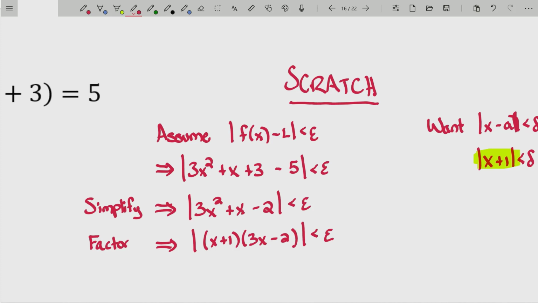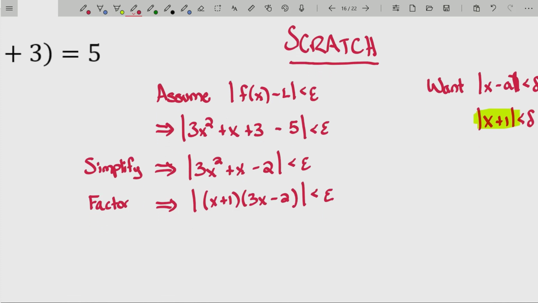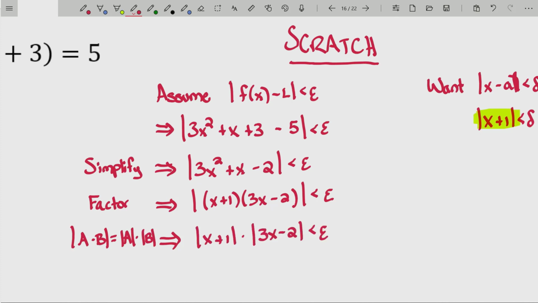Great. Awesome. This is great. I get the absolute value of x plus 1, right? You could multiply this out and check my work. It is true. And by the way, you should also know that the absolute value of a times b is the same thing as the absolute value of a times the absolute value of b. So I'm going to break these into two absolute values.